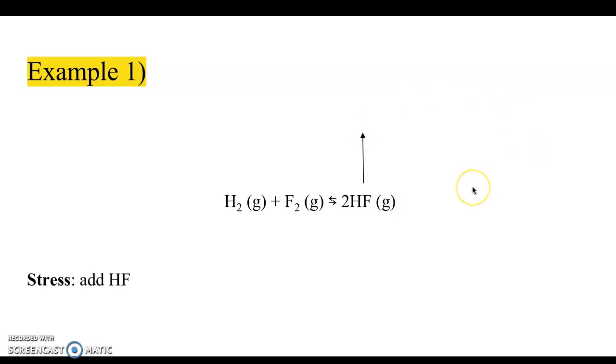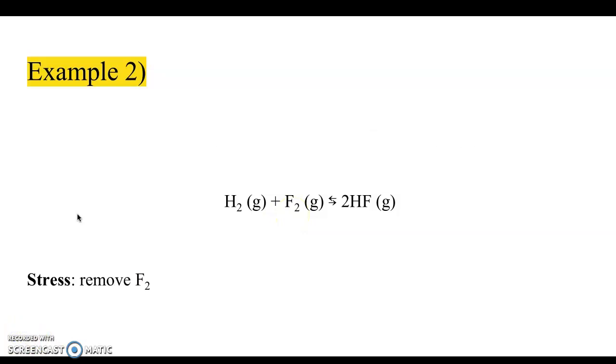So if we have extra hydrogen fluoride, we're going to get rid of the excess hydrogen fluoride by favoring the reaction where hydrogen fluoride is used as a reactant. So in this case, we're going to favor the reverse reaction. This reverse reaction is going to decrease the hydrogen fluoride concentration while producing more hydrogen gas and fluorine gas.